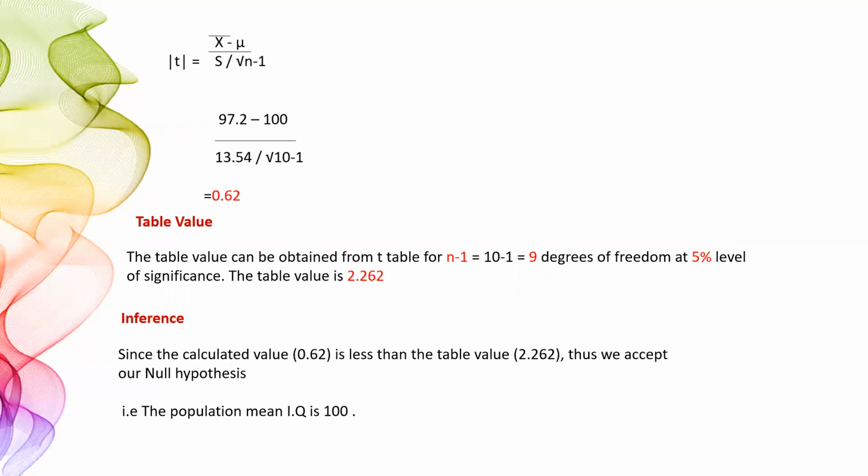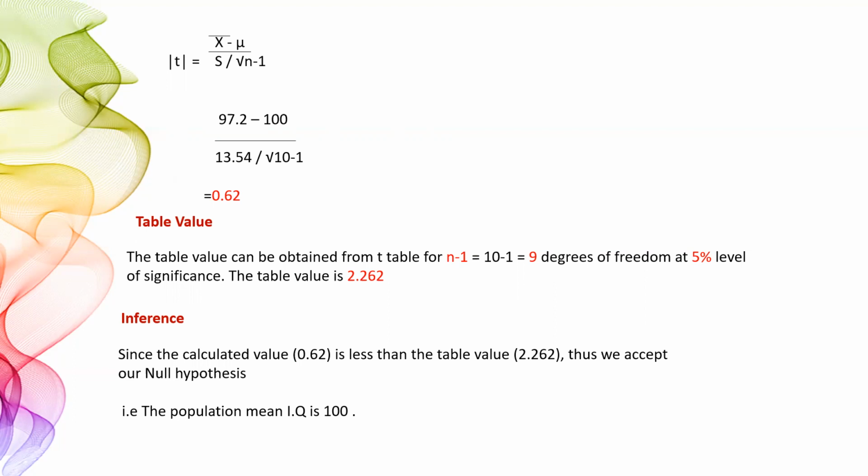And next we substitute in the modulus t formula: X bar minus mu divided by S by root of n minus 1. We found X bar was 97.2, and the mu value in the problem was 100. So 97.2 minus 100 divided by 13.54 divided by square root of 10 minus 1. If we calculate all these values, we get the final answer 0.62. So this 0.62 is the calculated value. The next step will be the table value, so we have to go for the table value.